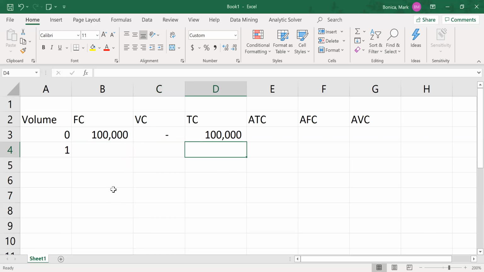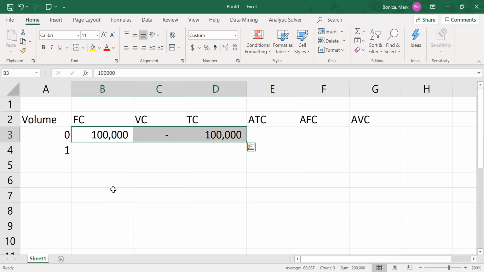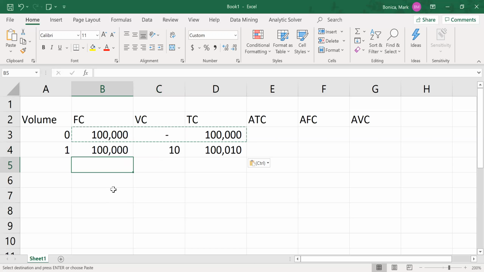And then our total cost is going to be 100,000 plus 10, 100,000 and $10, right? So what I just did was I copied the actual 100,000 down. I copied the formulas down here. And here's something I want to show you.